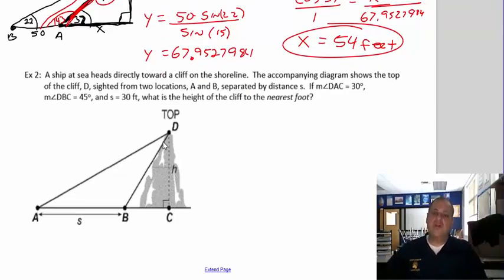Example 2. This is drawn for us. A ship at sea heads directly toward a cliff at the shoreline. The accompanying diagram shows the top of the cliff D, sighted from two locations A and B, separated by distance S. DAC is 30. So this is 30. DBC is 45. It's looking similar to what we just had. And S is 30. So I could fill that in as 30. What is the height of the cliff?